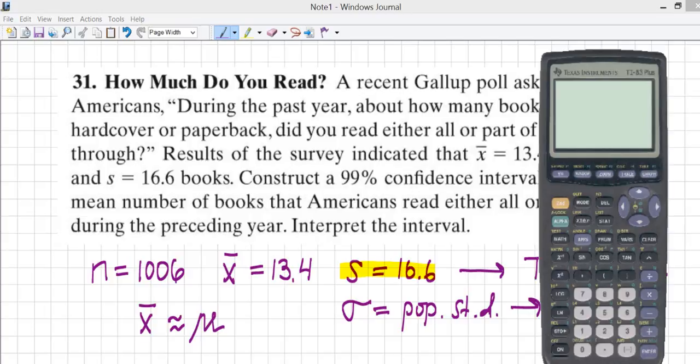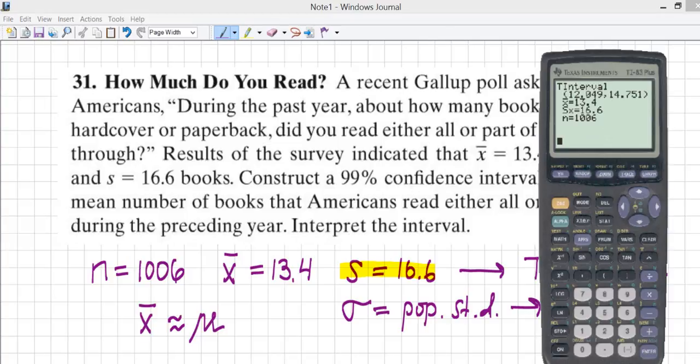So let me go here. I'm gonna turn it on. Okay, we go to stat, test. T interval is command 8. I already have all my data plugged in. The sample mean is 13.4. Standard deviation is 16.6. Sample size is 1,006 people. That's a pretty large sample size, so we should be able to come up with a really good inference. 99% is the confidence level. Let's calculate it.